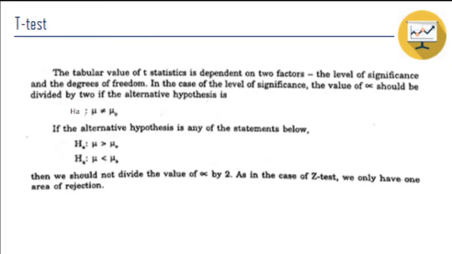The tabular value of t statistics is dependent on two factors, the level of significance and the degrees of freedom. So, hindi na lang level of significance ang gagamitin natin dito, pati yung degrees of freedom. In the case of the level of significance, the value of alpha should be divided by 2 if the alternative hypothesis is, ayan, kapag ginamit natin is not equal to, so parehas lang kanina siya doon sa z-test. If the alternative hypothesis is any of the statements below, ayan, kapag greater than or less than naman, then we should not divide the value by 2. As in the case of z-test, we only have one area of rejection.